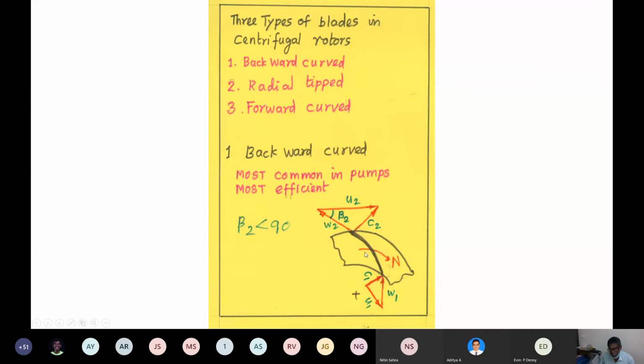Then, as I had mentioned earlier, after drawing the blade, you have to show the direction of rotation. So if I change the direction of rotation from this clockwise to anti-clockwise, the blade will become forward curved. Okay, so direction of rotation you should indicate without fail.